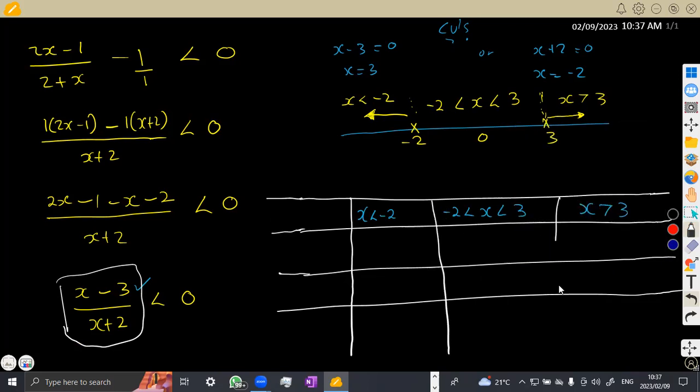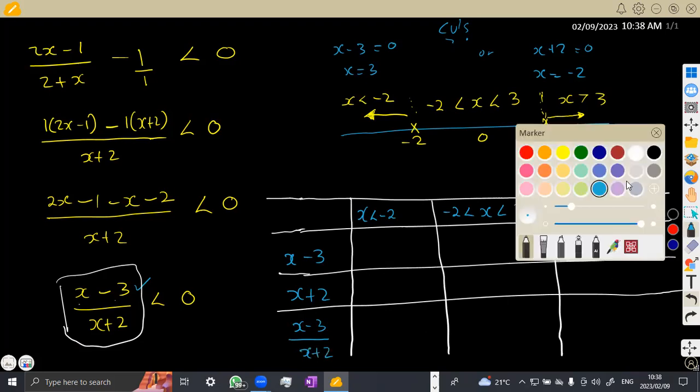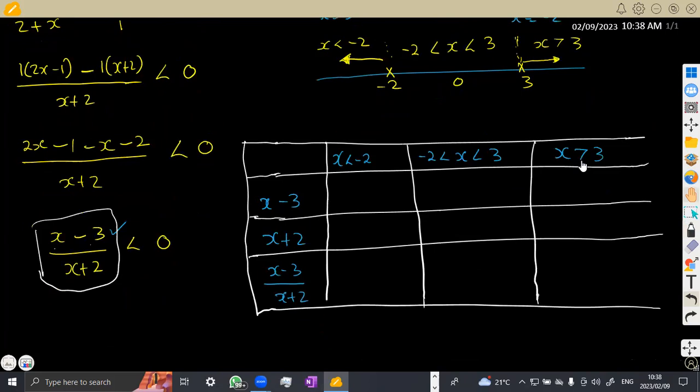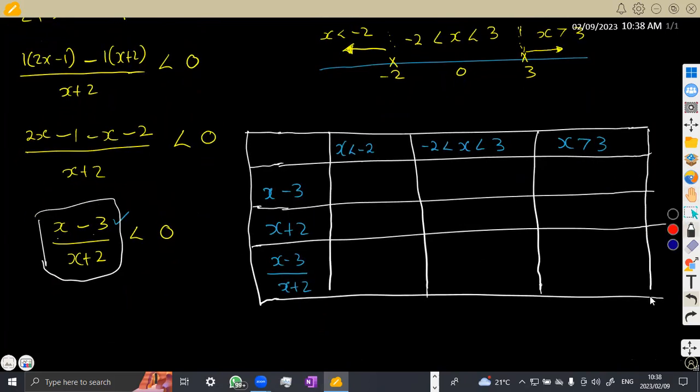So from our possible solutions, let's start with x minus 3. We've got x minus 3, x plus 2. Then the resultant, which is x minus 3 over x plus 2. This is where we are going to find our final answer, by substituting values of x which lie in the given intervals, the intervals that we have written here on top.